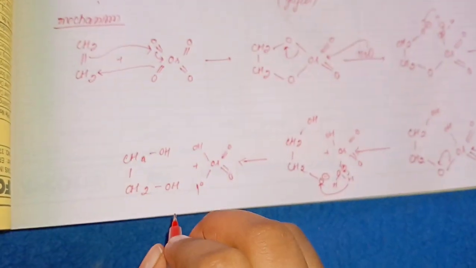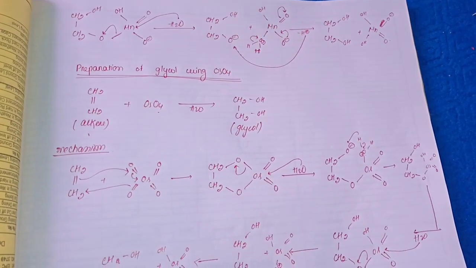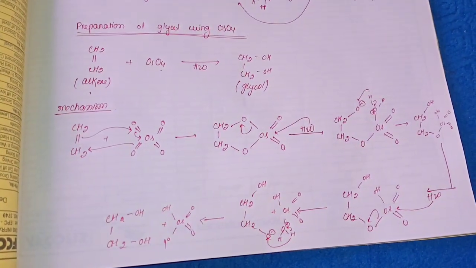Here we get cis diol, and this is the mechanism for the preparation of glycol from osmium tetroxide.